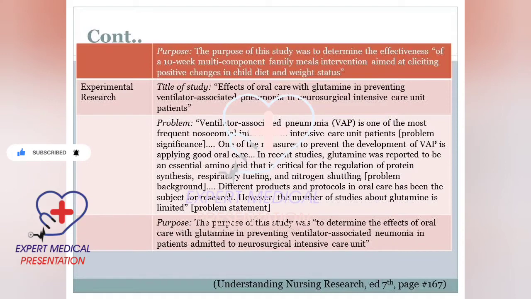Problem background. Different products and protocols in oral care have been the subject of research. However, the number of studies about glutamine is limited. Problem statement. Purpose: the purpose of this study was to determine the effects of oral care with glutamine in preventing ventilator-associated pneumonia in patients admitted to neurosurgical intensive care unit.